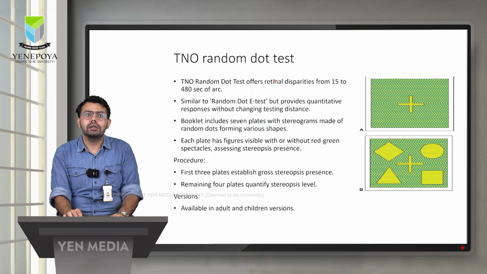The TNO random dot test. It offers retinal disparities from 15 to 480 seconds of arc. It is similar to the random dot E test, but provides a quantitative response without changing the test distance. Here a chart is given which has 7 plates with stereograms made of random dots of various shapes. Each plate has figures visible with red-green spectacles, assessing stereopsis. Procedure: the first 3 plates establish gross stereopsis, and the remaining 4 plates quantify the stereopsis level. It is available both for adults and children.